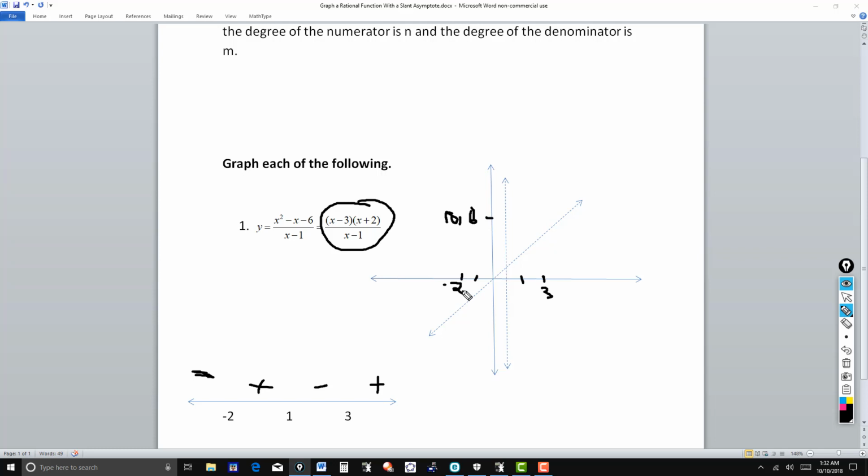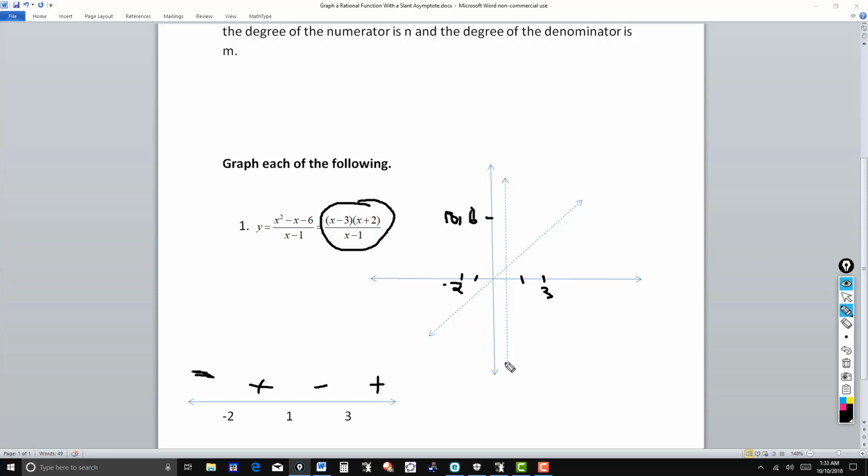Okay, and those are the only points I'm going to use. Then I'm going to use the fact that I know that x equals 1, this line right here, is a vertical asymptote, and this line right here, y equals x, is a slant or oblique asymptote. And then we know that the graph approaches the asymptote. Generally it doesn't touch. It could touch a horizontal or slant. It's never going to touch a vertical asymptote because that's where the graph is undefined. So always make sure you never have the graph crossing the vertical asymptote.